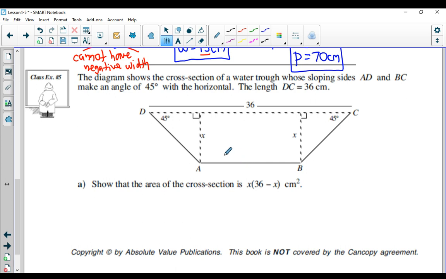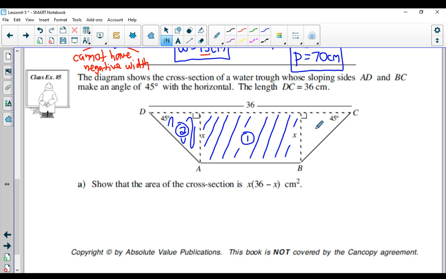Okay, so the way I'm going to do this is I basically need to figure out the area of this large trapezoid, and I'm going to break it into a bunch of smaller sections. So I'm going to break it into one rectangular section. So we'll call this area 1. It looks like this. And you've got these two triangular sections on the side. So I'm going to call that section number 2. This triangular section is actually the same thing, just because they both make a 45-degree angle at the horizontal. So this would also be area number 2.